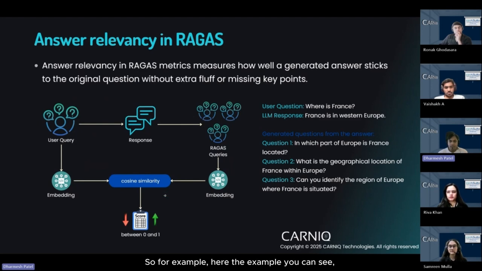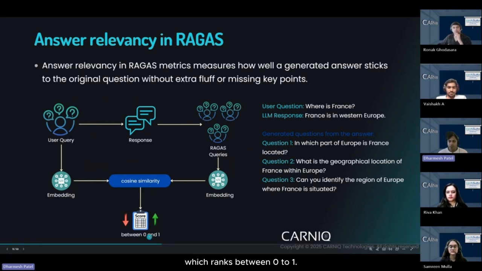So for example, your user question might be "Where is France?", and the LLM response would be "France is in Western Europe." Then Ragas internally would generate a question from the LLM response, such as "In which part of Europe is France located?" Similarly, the LLM will generate this kind of question, and then it will compare it with your original question and give you the cosine similarity score, which ranges between 0 and 1.